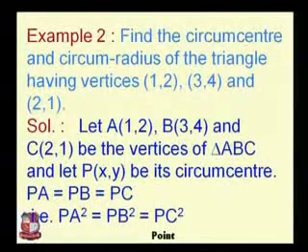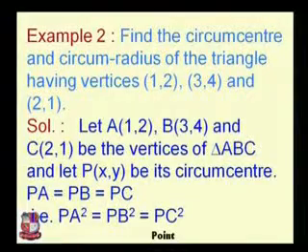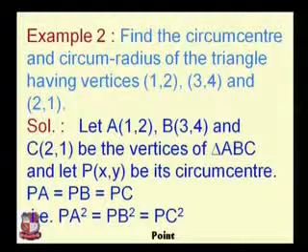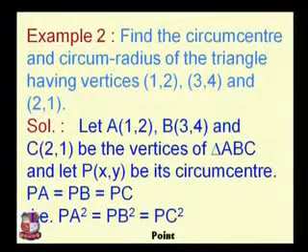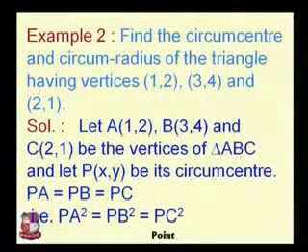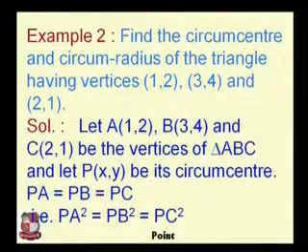Let A (1, 2), B (3, 4) and C (2, 1) be the vertices of triangle ABC, and P (x, y) be its circumcenter. So that according to this we have to write PA is equal to PB is equal to PC. That means PA square is equal to PB square is equal to PC square.